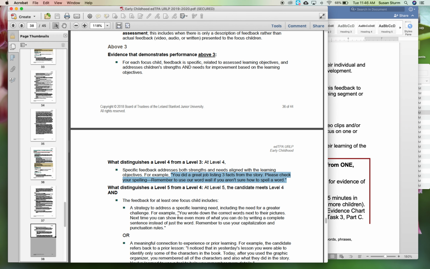And then at a level 5, you're going to give them a strategy to address the specific need, including the need for more challenge if your student has that. So for example, you wrote down the correct words next to the pictures. Next time, you can show me even more of what you can do by writing a complete sentence instead of just the word. Remember to use your capitalization and punctuation rules.